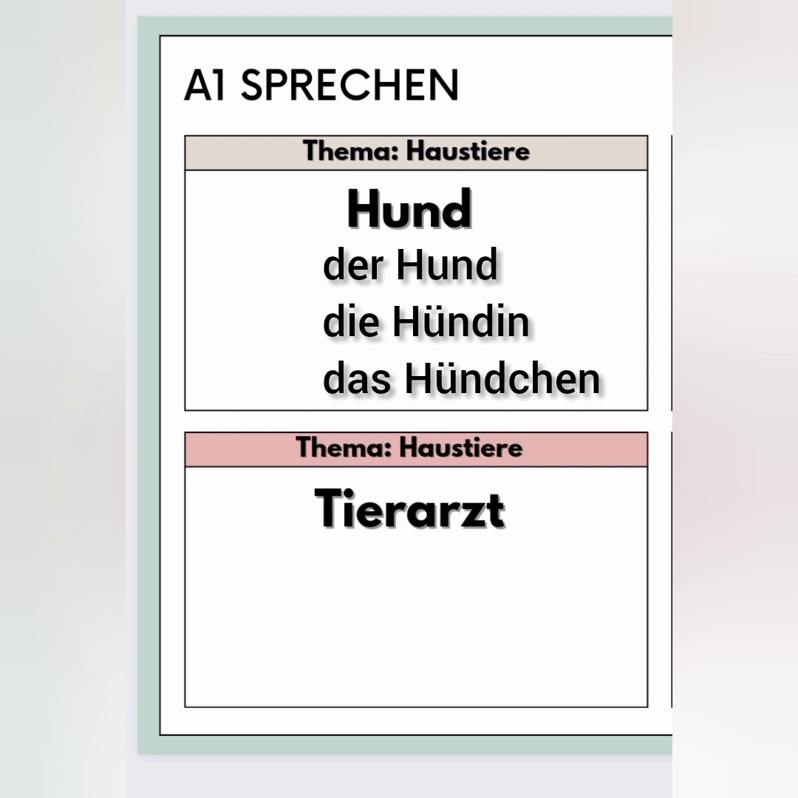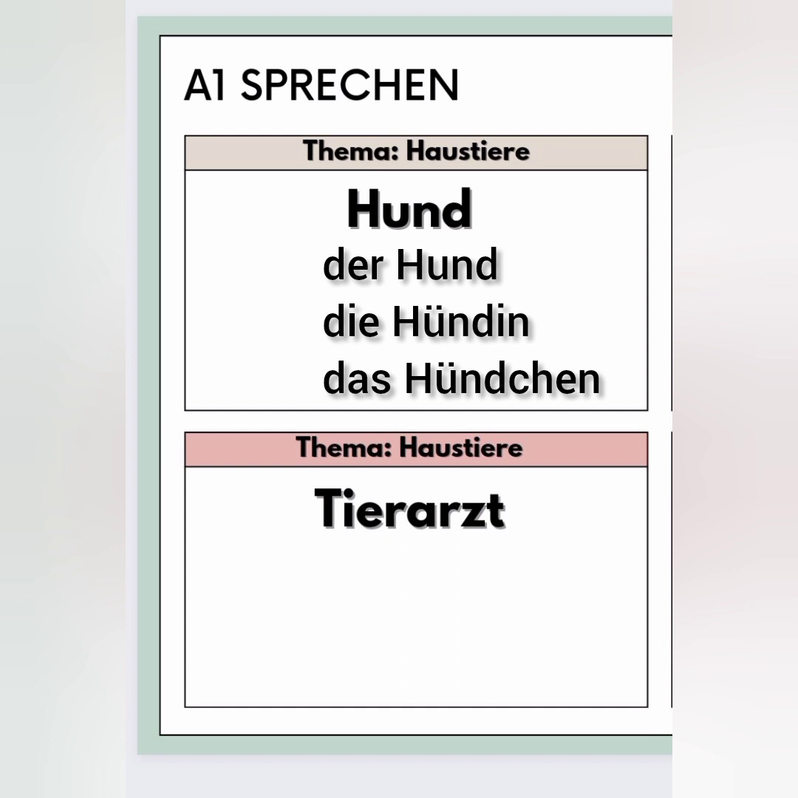Now, someone might also want to ask, how about a female dog? How do we call a female dog? Now, a female dog, we call it die Hundin. Die Hundin, that is a female dog, or you could call it a bitch, right? Die Hundin, all right?